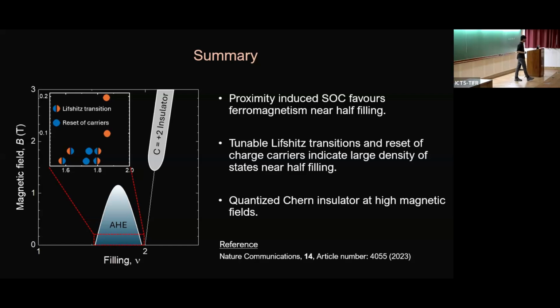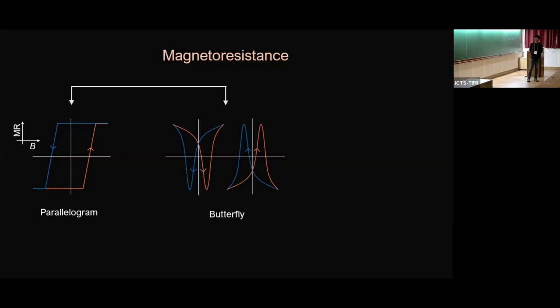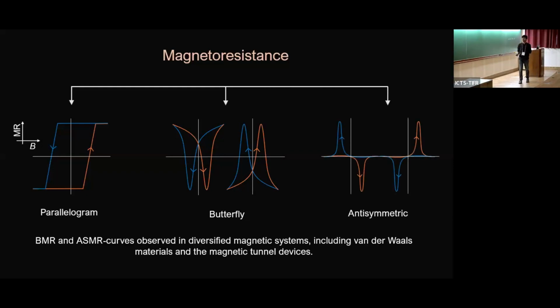So now this is all about the Hall resistance. When we look at the longitudinal resistance of this device, it shows something interesting which we don't understand yet. But before that, I wanted to tell you about 3 types of magnetoresistance which have been reported earlier in magnetic samples, mainly magnetic tunnel devices. So one is this type of behavior. You can also have something like butterfly and antisymmetric magnetoresistance.